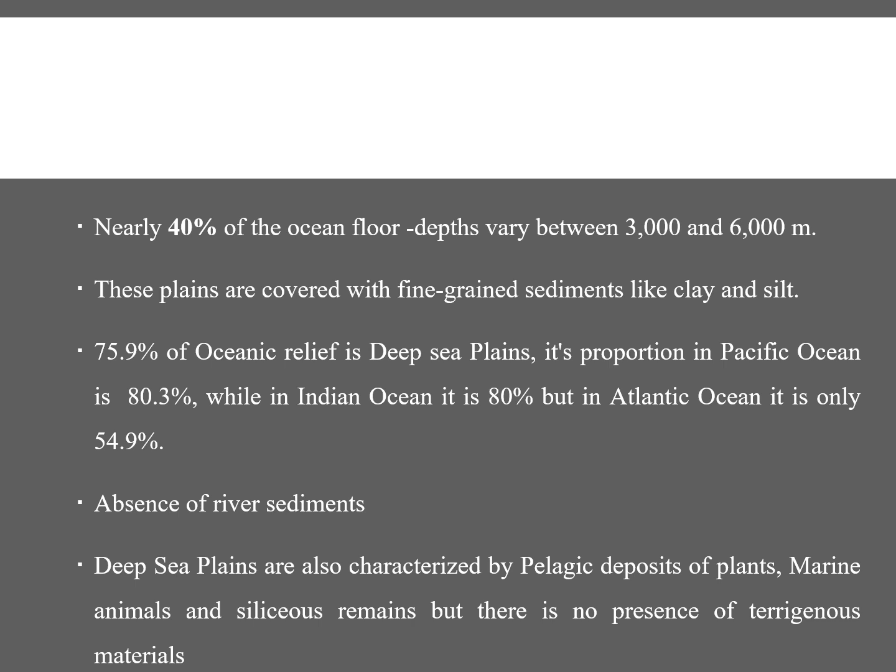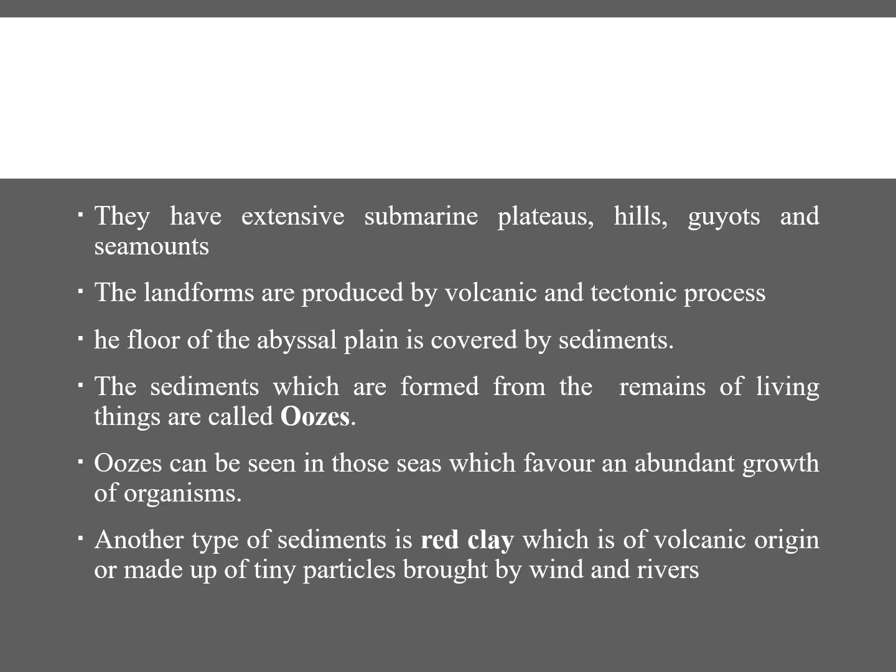There you find no river sediments. Deep sea plains are characterized by pelagic deposits of plants, marine animals, and siliceous remains, but there is no presence of terrigenous materials since the sediments of the river cannot reach here. They have extensive submarine plateaus, hills, guyots, and seamounts, and the landforms are mainly produced by volcanic and tectonic processes.